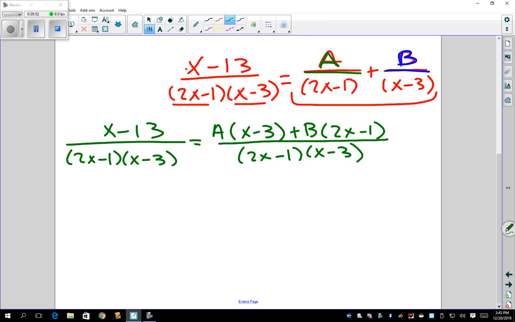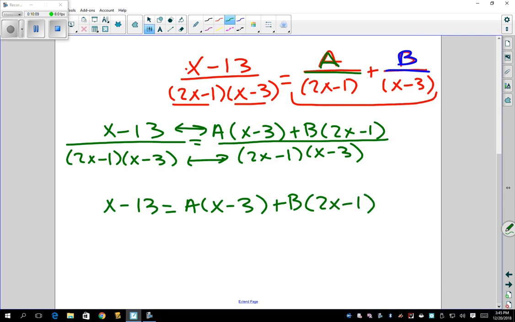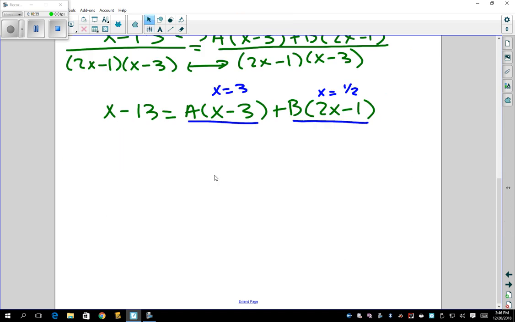Now I have the same denominator, so I know that these top portions are equal. So I can say x minus 13 equals A times x minus 3 plus B times 2x minus 1. Now I have an equation with kind of 3 variables going on, and I notice that there's 2 x values that will help me solve this. If I set x equal to 3, that will get rid of the A component, and I could solve for B. And if I set x equal to 1/2, this would get rid of the B component, and I could solve for A. So I'm going to plug in 3 and 1/2 and see what each of them equal.